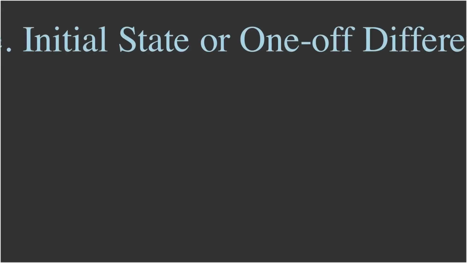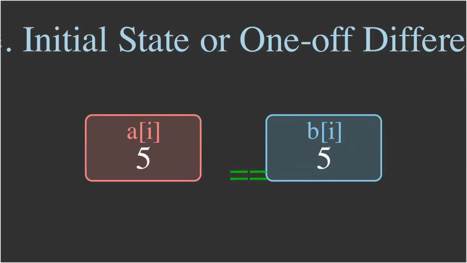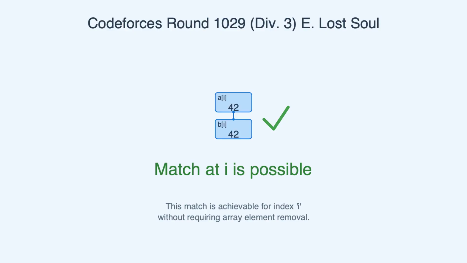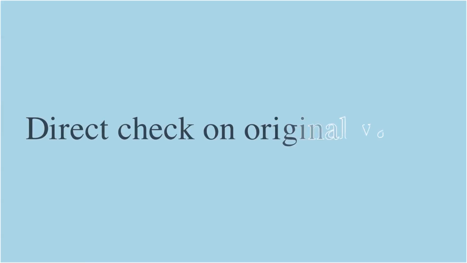Condition 1, initial state or one-off difference. First, if a_i and b_i are already equal or if they are off by just 1, the solution implies we can achieve a match at i without needing the removal for this specific index. This is a direct check on the original values.